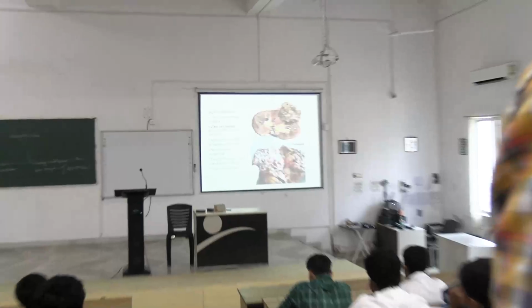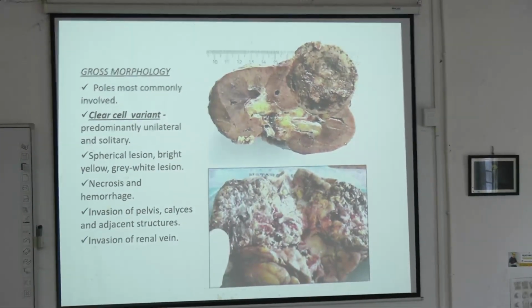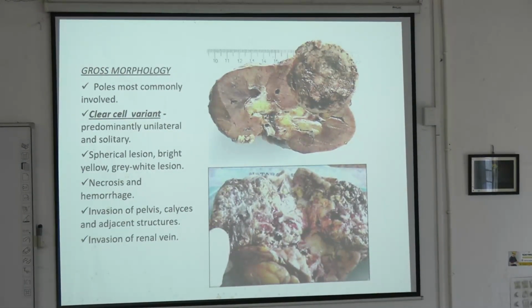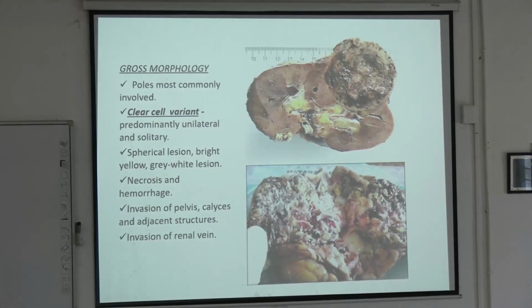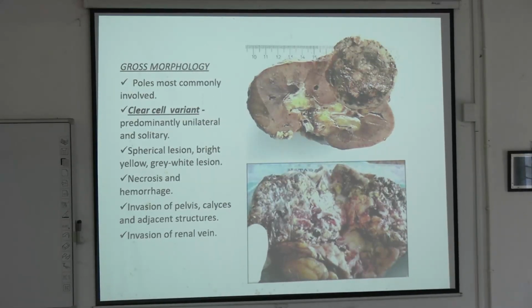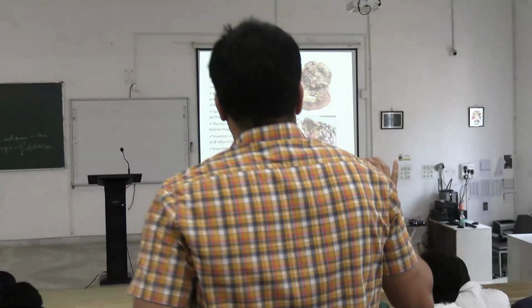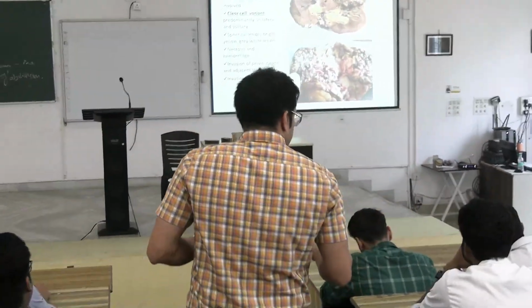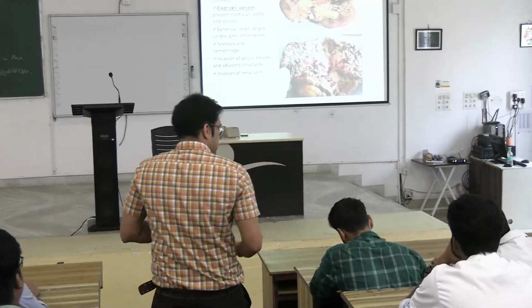Which part of the kidney is involved? Not the cell, the part. Generally these are unilateral, meaning one side of the kidney, and unipolar. Either the upper pole or the lower pole is involved. So poles are most commonly involved, generally unilateral and solitary. A spherical lesion, partially encapsulated.